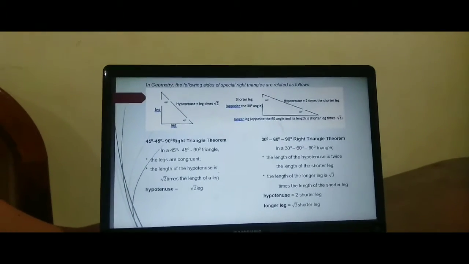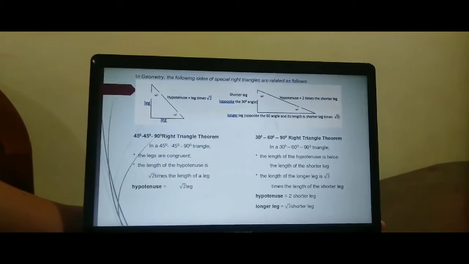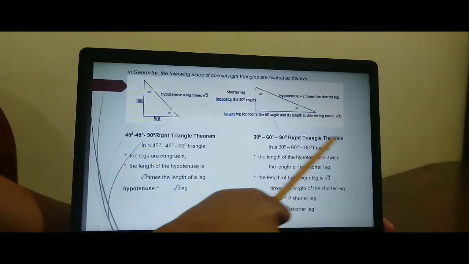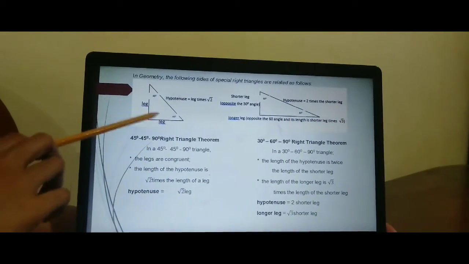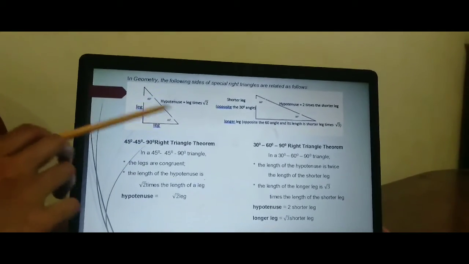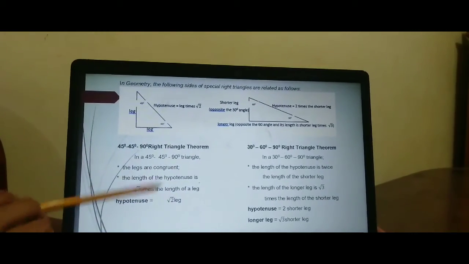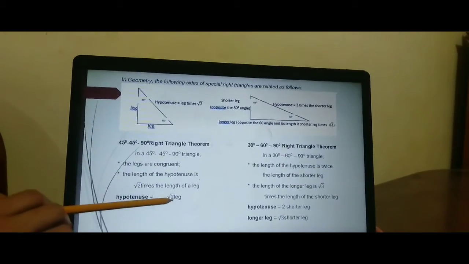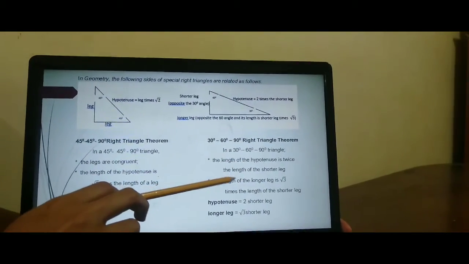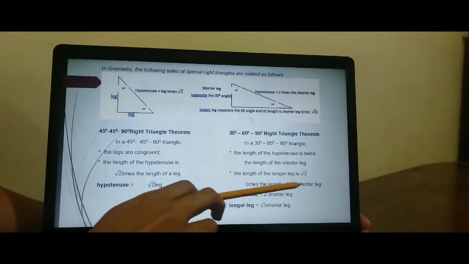Next is, in geometry, the sides of special right triangles are related as follows. We have the 45-45-90 right triangle theorem and the 30-60-90 right triangle theorem. In this theorem, the legs are congruent, meaning the sides of the 45-45 triangle are equal, just like the angles. The length of the hypotenuse is square root of 2 times the length of the leg. So that is square root of 2 times leg. In the 30-60-90 right triangle theorem, the length of the hypotenuse is twice the length of the shorter leg, and the length of the longer leg is square root of 3 times the length of the shorter leg.